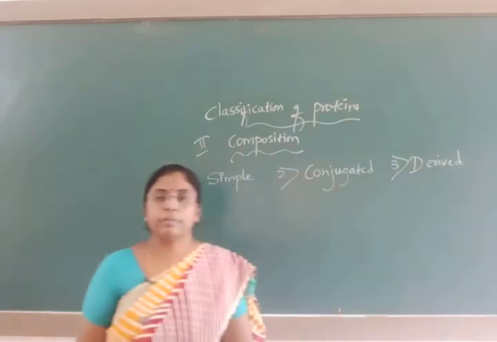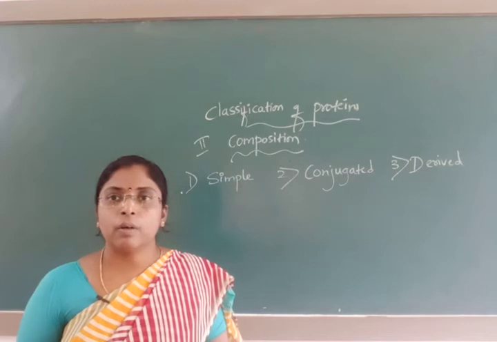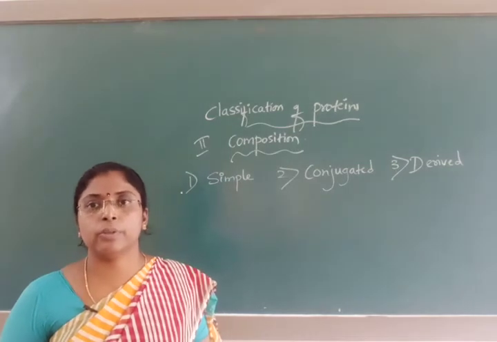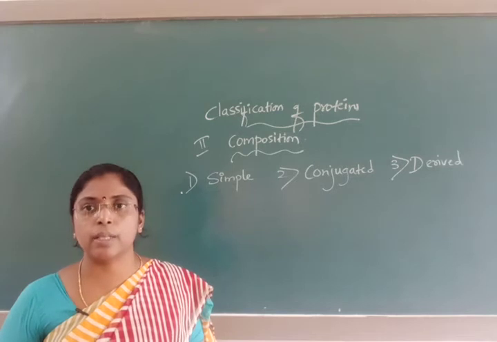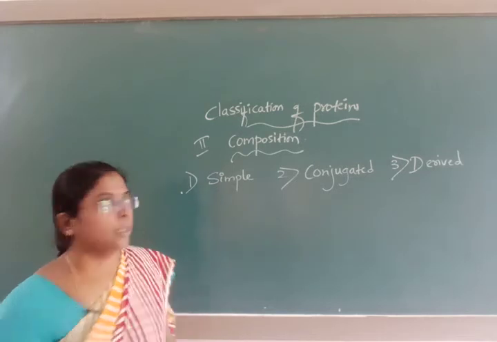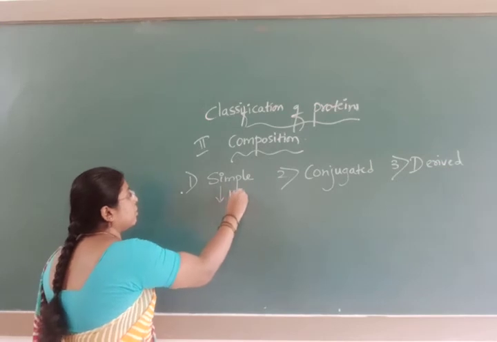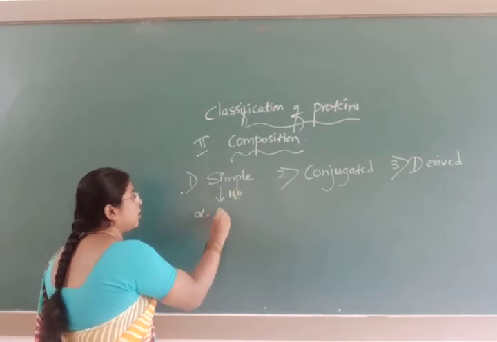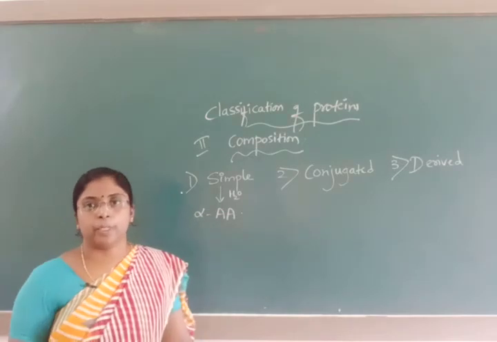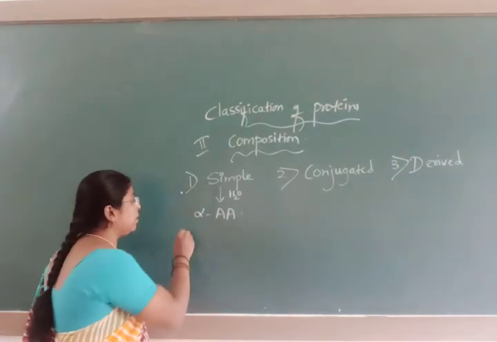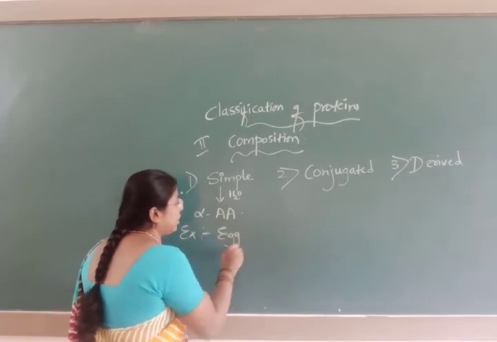The word itself indicates simple proteins. Proteins that on hydrolysis produce only alpha amino acids are known as simple proteins. An example of a simple protein is albumin. Egg albumin is a simple protein.